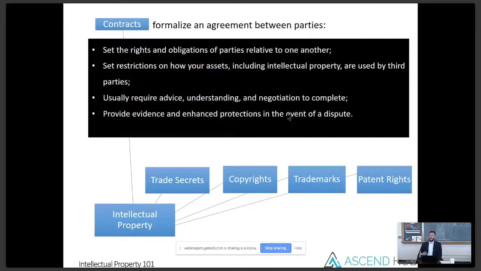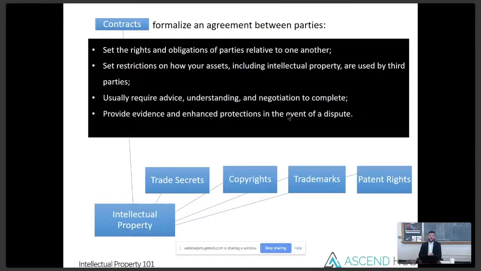So contracts, again, they are a form of intellectual property rights. They set the rights and obligations of parties relative to one another. They can set restrictions on how assets are used, including intellectual property, by third parties. Usually they require the advice, understanding, and negotiation of maybe an attorney to complete. And that's why they're closer to the end of the difficulty to obtain continuum that I discussed at the beginning.